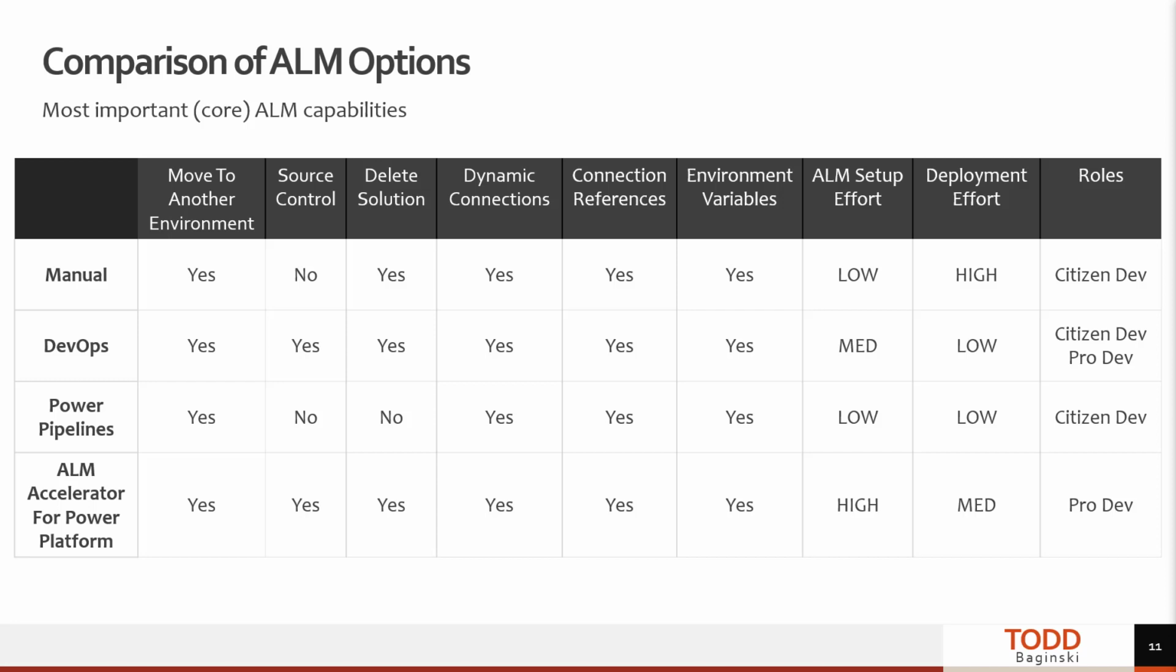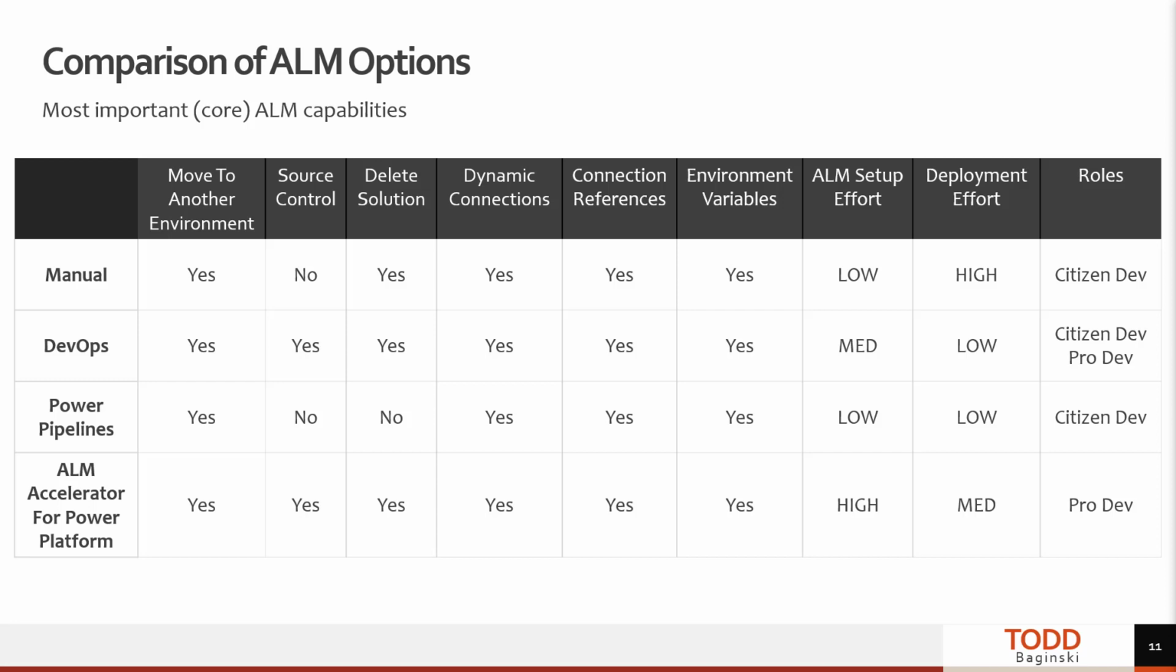And this first one here is really comparing the most important ALM capabilities, or what I would consider, and other people probably consider too, core ALM capabilities that you have to have at a minimal to be successful with ALM. And so what are these? These are moving the solution to another environment, source control, deleting a solution, dynamic connections, connection references, environment variables.